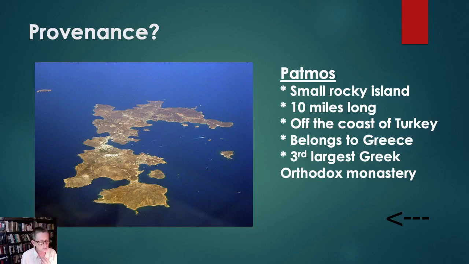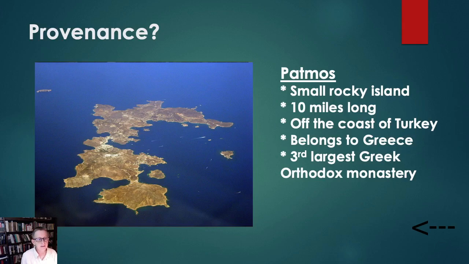And the author at that time in the 1st century is in exile there. It currently belongs to Greece. On this island is the 3rd largest Greek Orthodox monastery in the world, and it is named after the Apostle John. So the Greek Orthodox Church definitely holds to this being written by the Apostle.